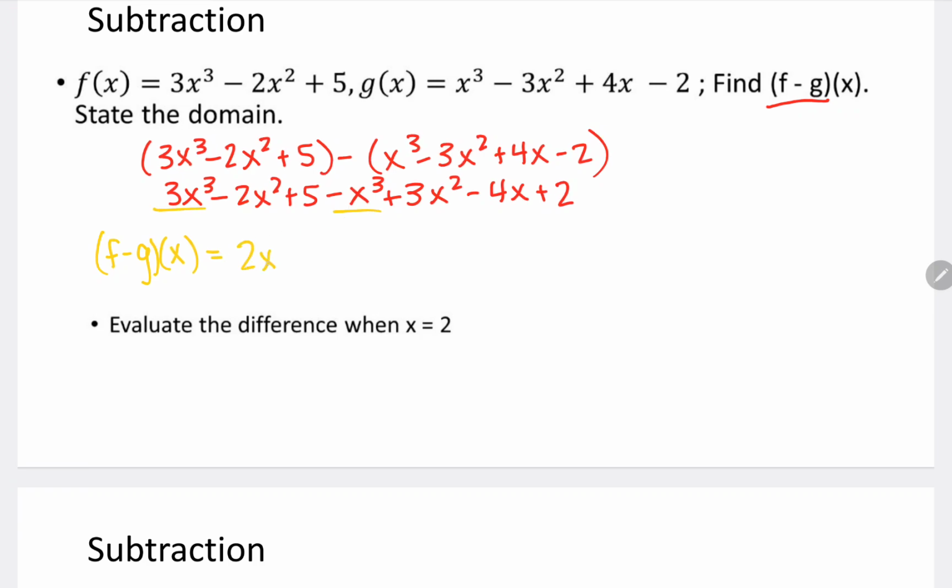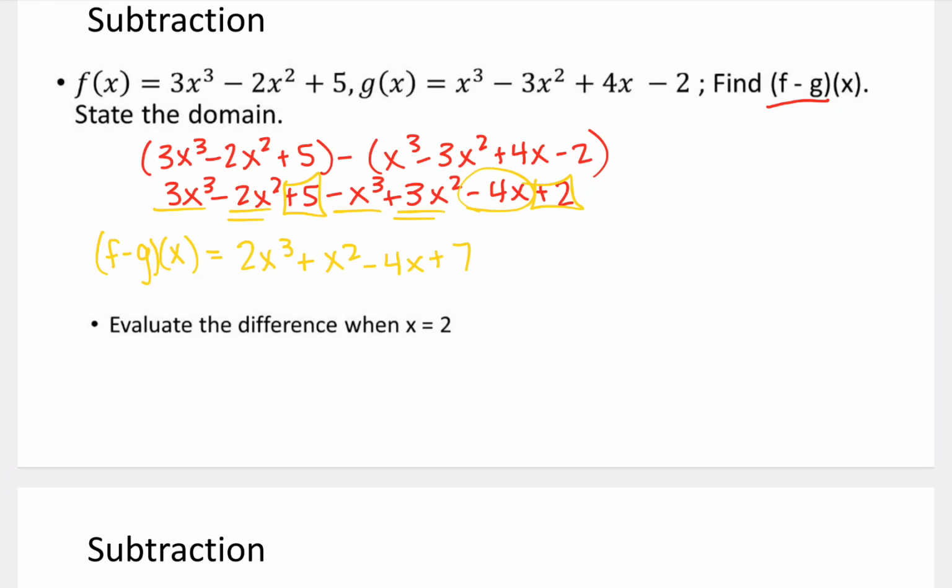So f minus g of x, or f of x minus g of x, we have 2x cubed and x squared. There's a negative 4x. And a 5 and a 2 together makes 7. There's f of x minus g of x.